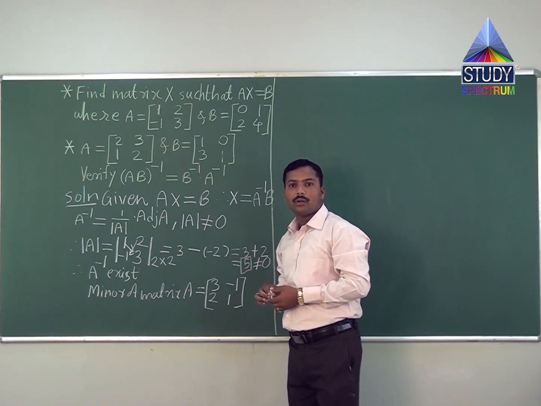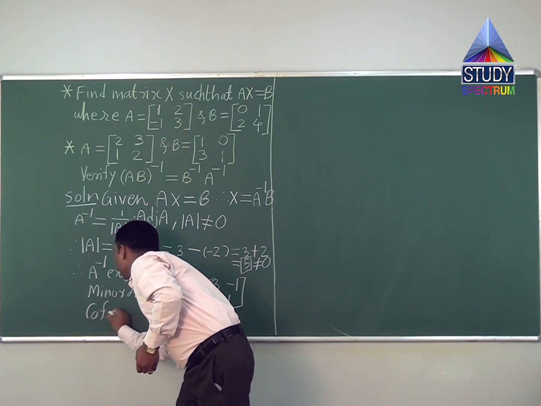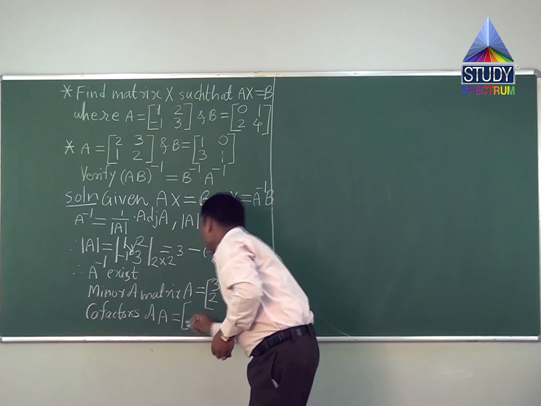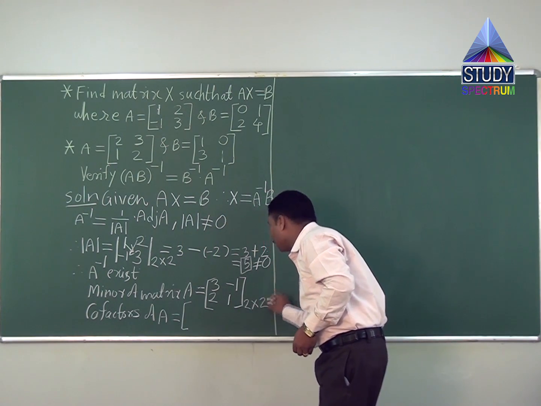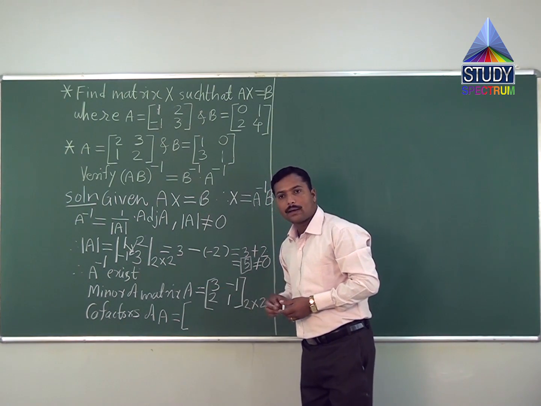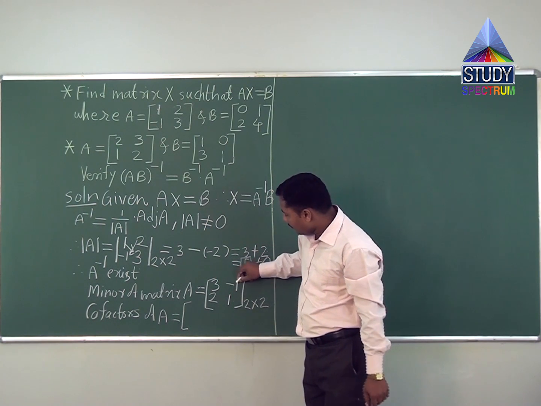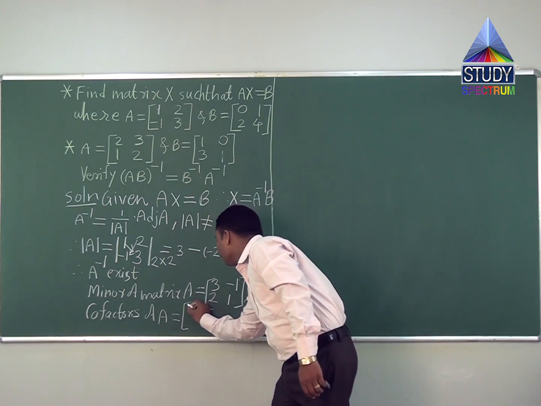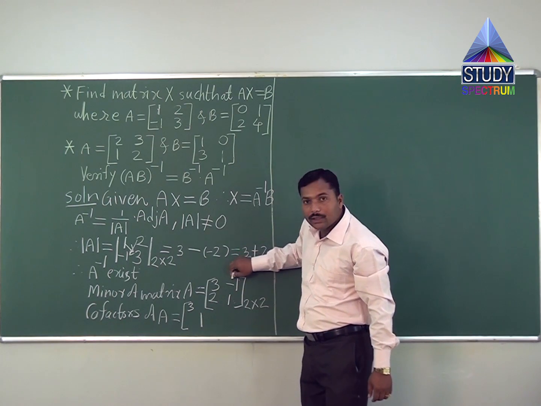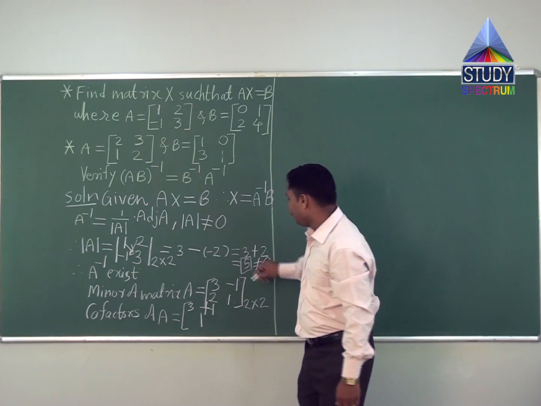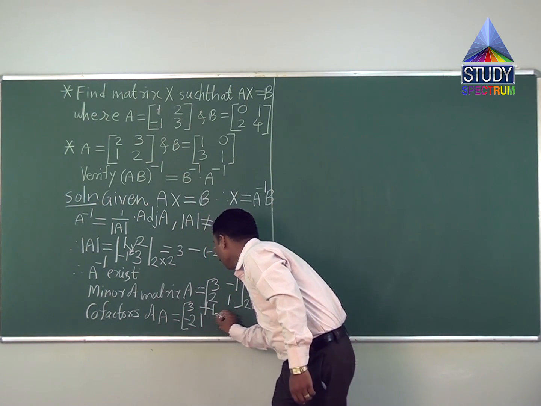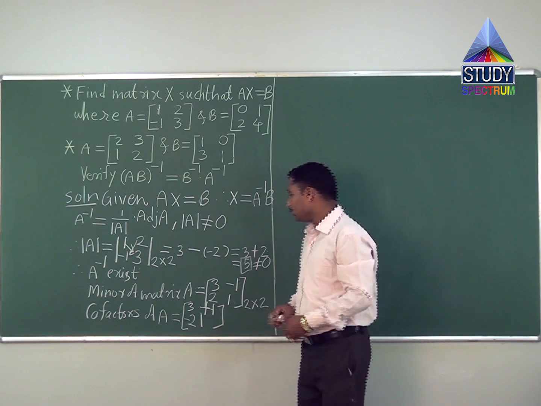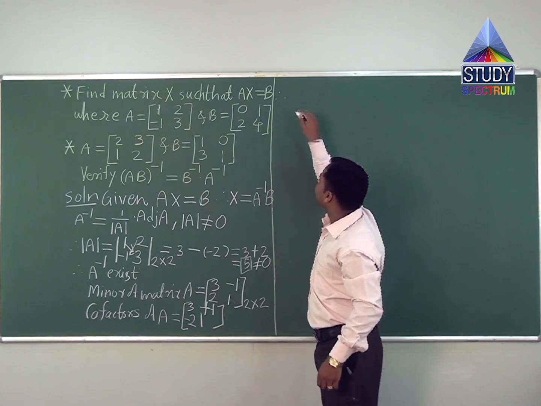We also find the cofactors of matrix A. What are the cofactors? This is a 2x2 matrix. For a 2x2 matrix, what is the idea for finding the cofactors? No change in the diagonal numbers, and change in the off-diagonal numbers by sign only. So 3, 1 as it is, this minus 1 becomes plus 1, and this 2 becomes minus 2. So what are the cofactors of A? 3, 1, minus 2 and 1. So therefore, what is the adjoint of A?